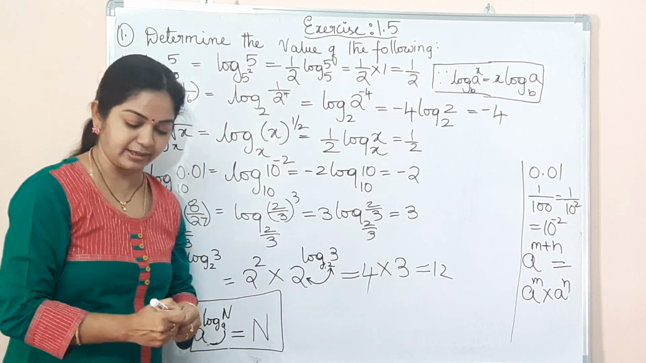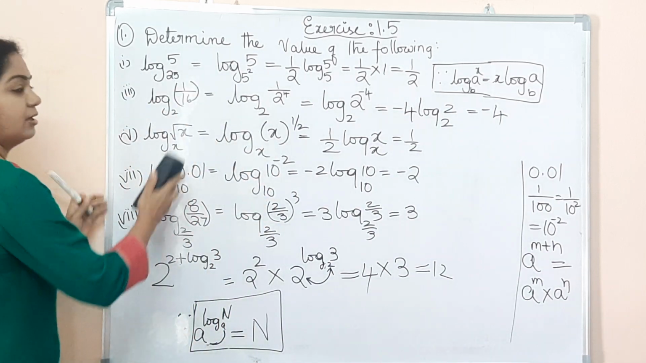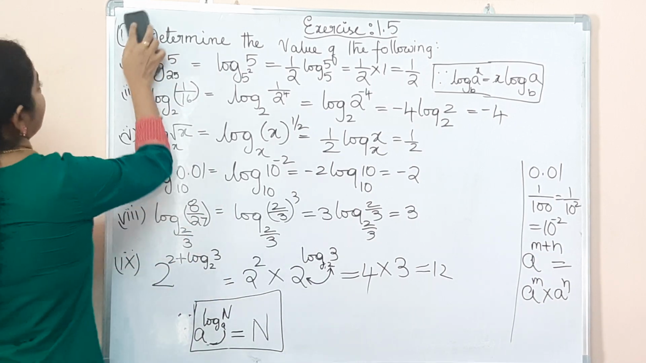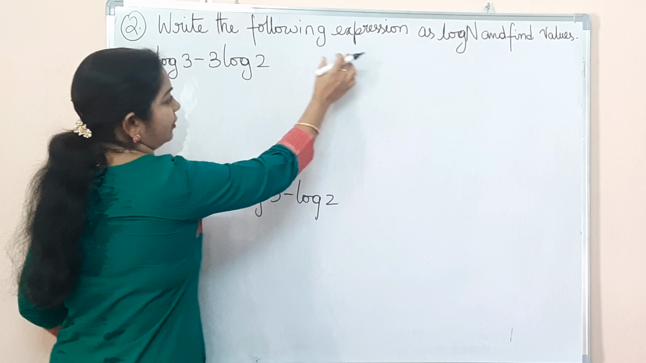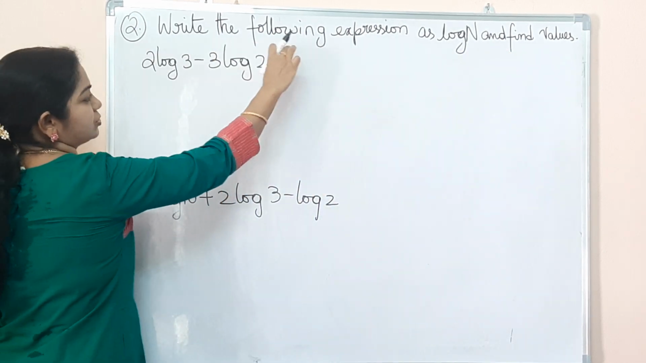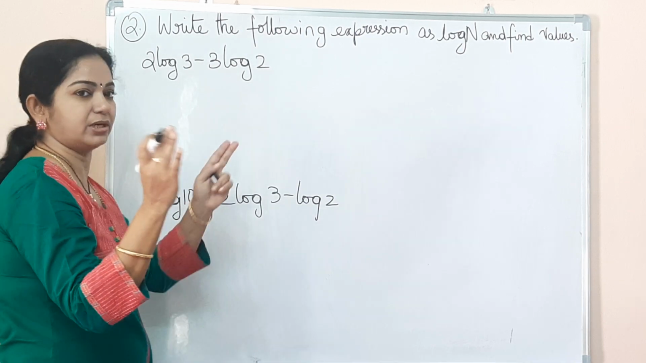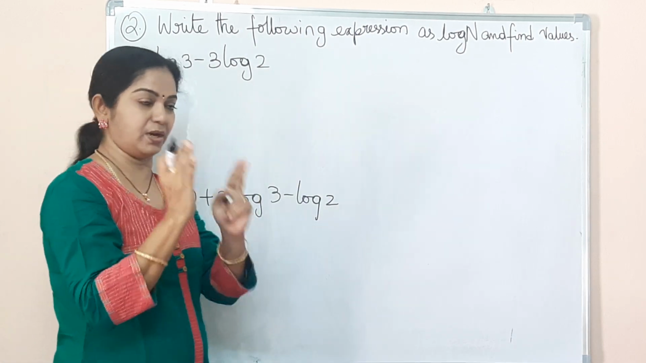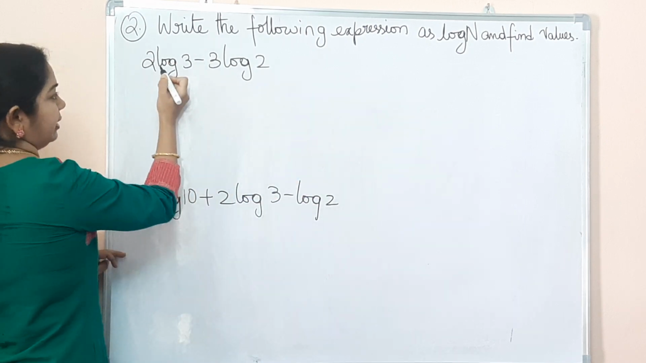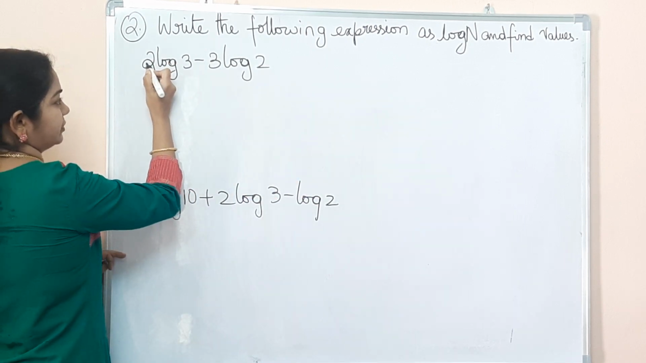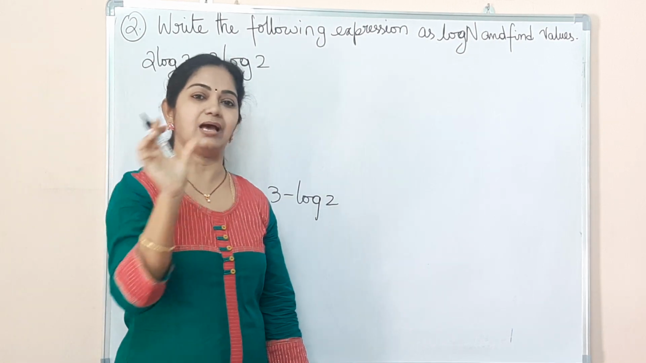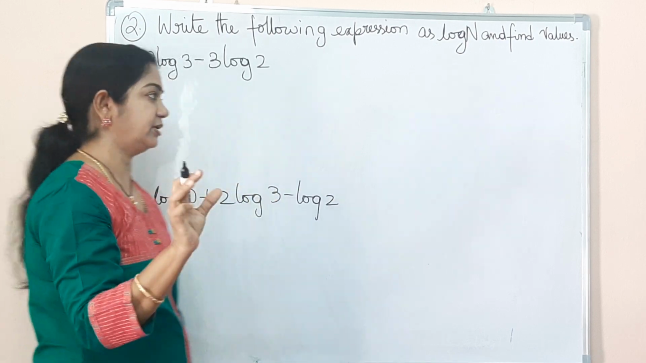Okay, let's see the second problem in the exercise. Quickly copy down please. See here, write the following expression as log n and find the values. See here, there are 2 logs here. We have to bring it into one expression with 1 log. Okay, log n we have to bring. So using the same properties, here we have to use the properties of log. But yesterday what I have told you, the properties work both ways, so they can be deduced both ways.